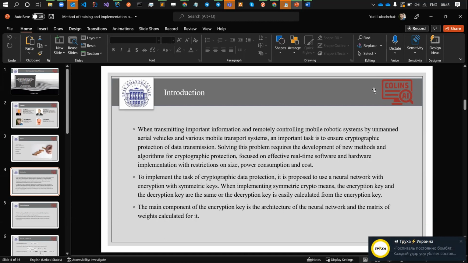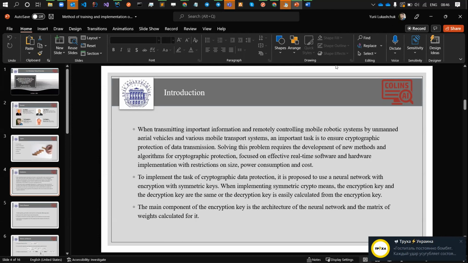To implement the task of cryptographic data protection, it is proposed to use a neural network with encryption with symmetric keys. When implementing symmetric crypto means, the encryption key and the decryption key are the same, or the decryption key is easily calculated from the encryption key. The main component of the encryption key is the architecture of the neural network and the matrix of weights calculated for it.